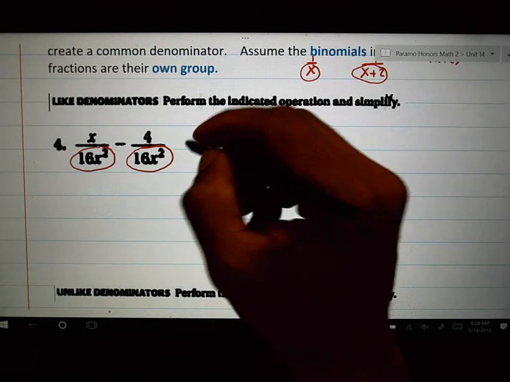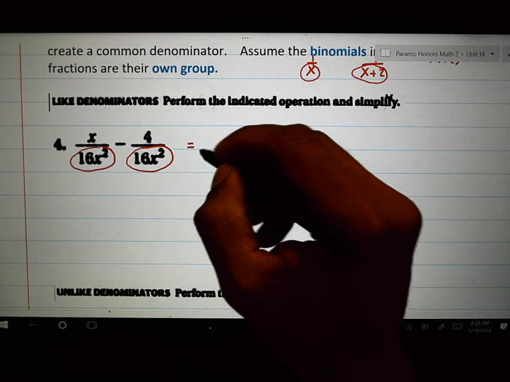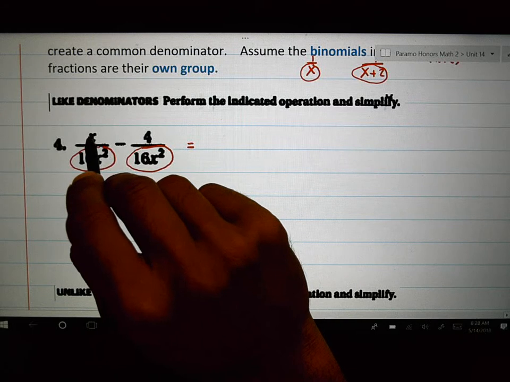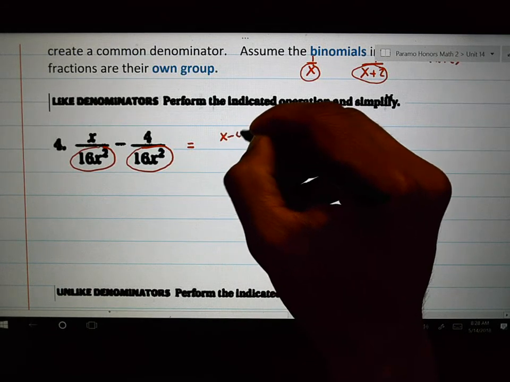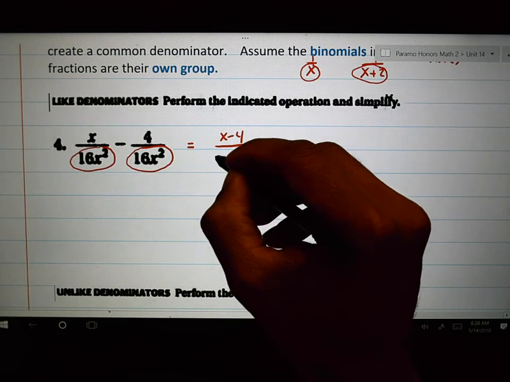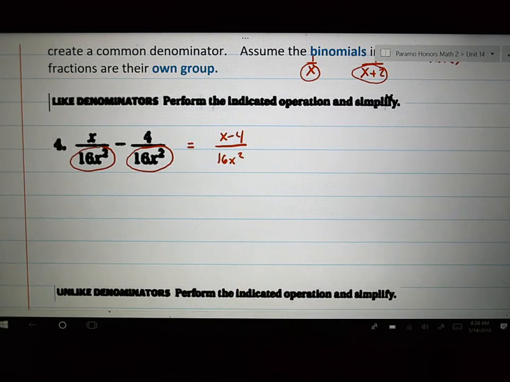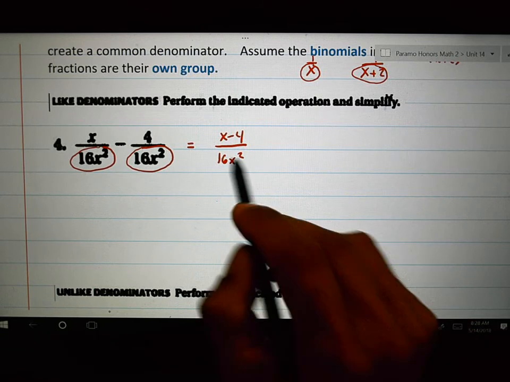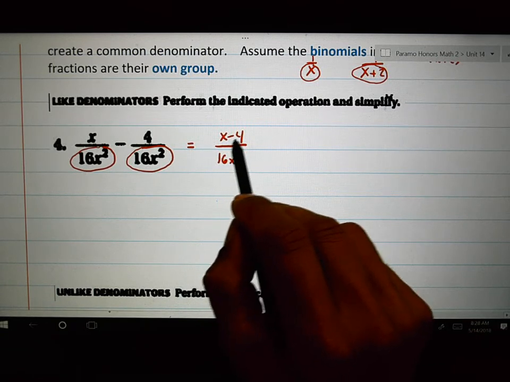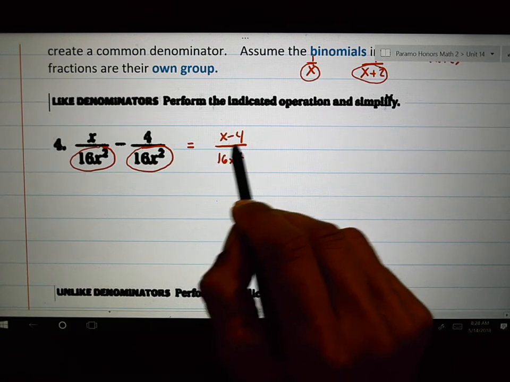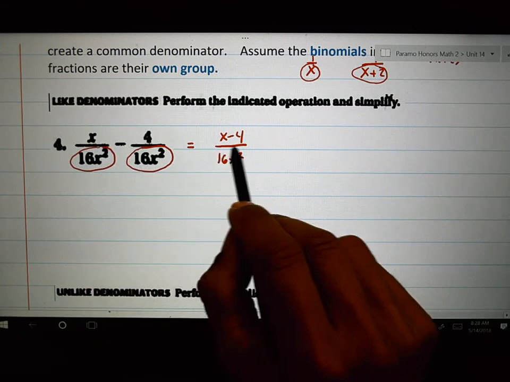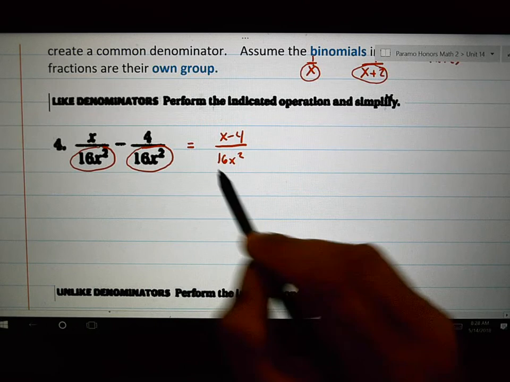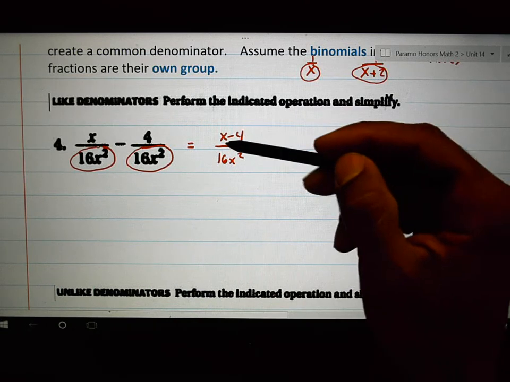So number 4 is as simple as this numerator subtracted by this numerator over the common denominator. Can you put these together? They are not like terms. They're not multiplying each other. You're subtracting the 4 from the x. It stays like this. And then, can I reduce?